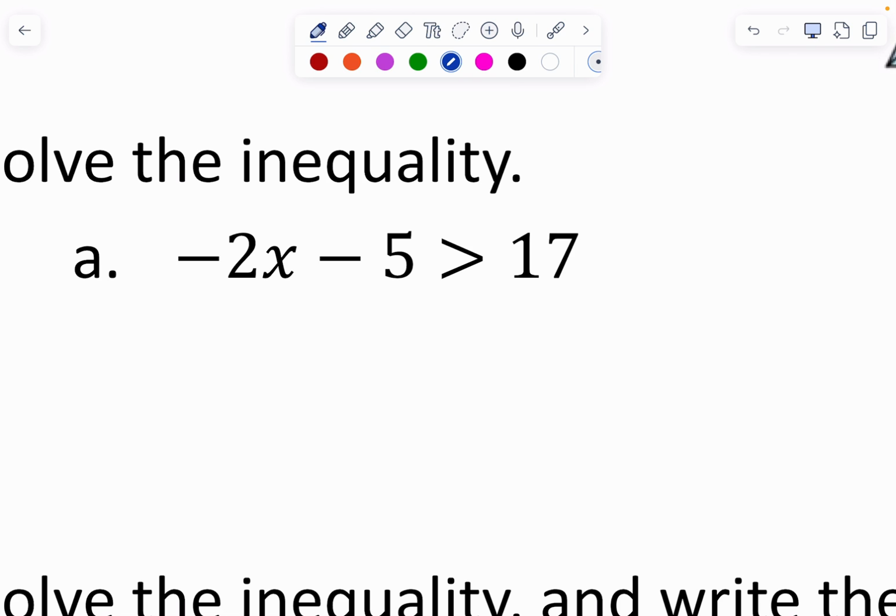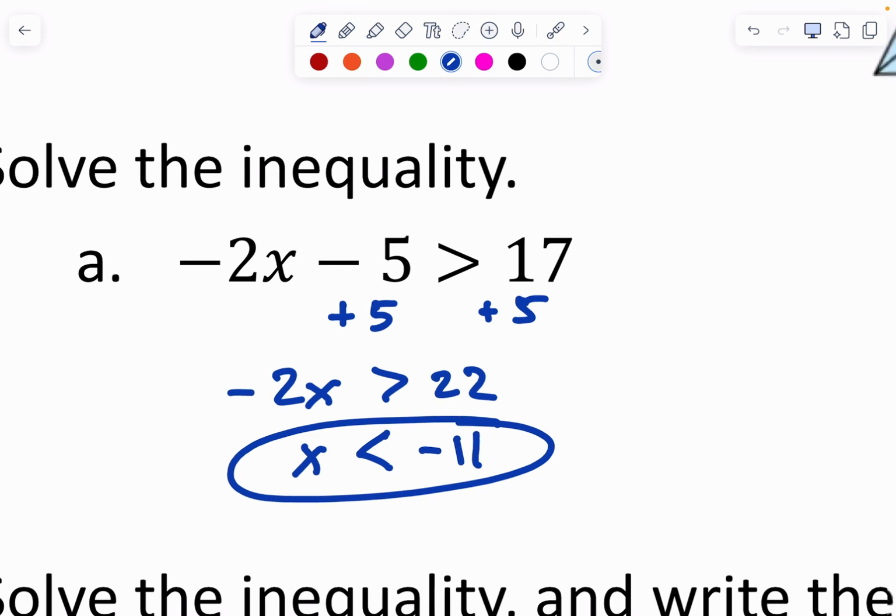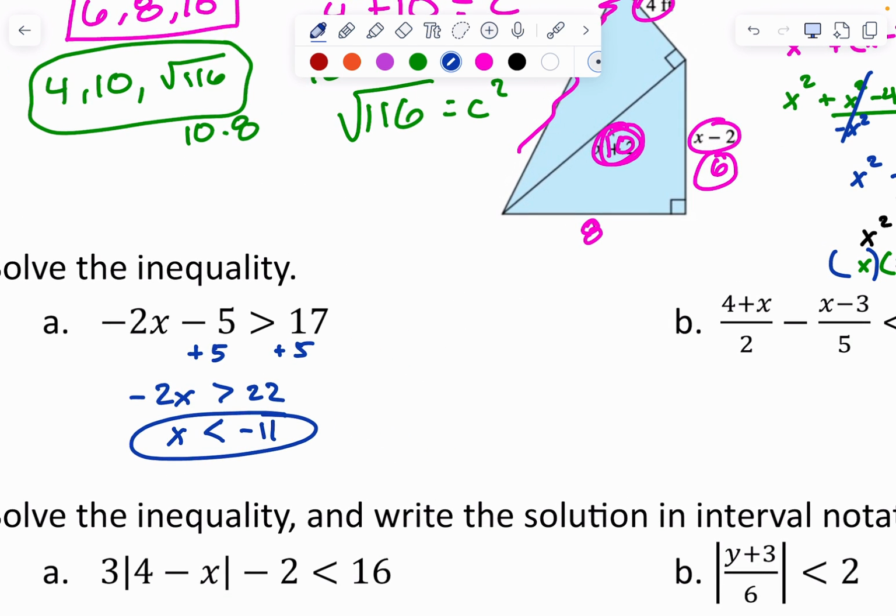What do you do first? Plus 5. Negative 2x is greater than 22. Divide by negative 2, so switch your sign: x is less than negative 11. Do you guys know how to put that into a graph and interval notation? Negative 11, open circle to the left, negative infinity to negative 11. They didn't ask for you to do that, but just in case they do.